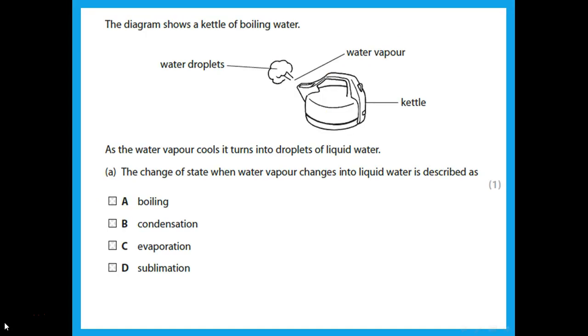Okay, the diagram shows a kettle of boiling water. As the water vapor cools, it turns into droplets of liquid water. The change of state when water vapor, which is a gas, changes into liquid. So gas into liquid is what? Condensation. So we put an X in the box next to your answer B.